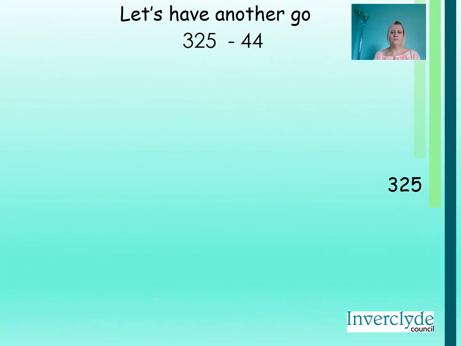Let's have another go. 325 take away 44. Pause the video here and draw your empty number line. Remember to use the counting back strategy to help you think about how to do this calculation. Will you count back in ones, tens, hundreds, or maybe a different digit? Come back once you have your answer.